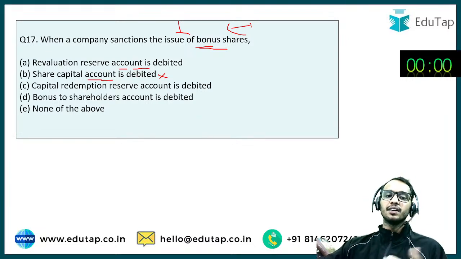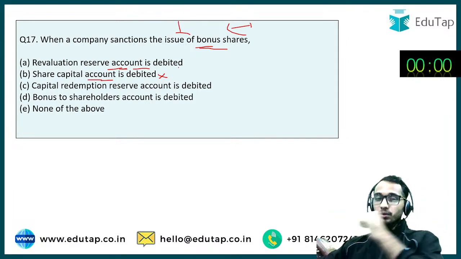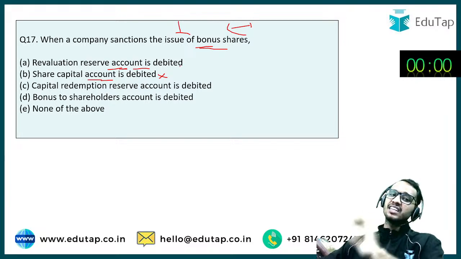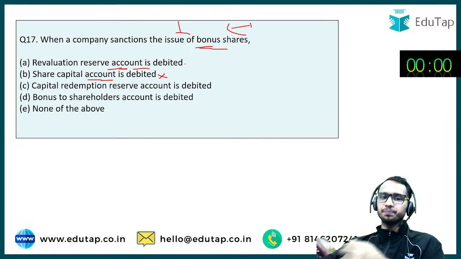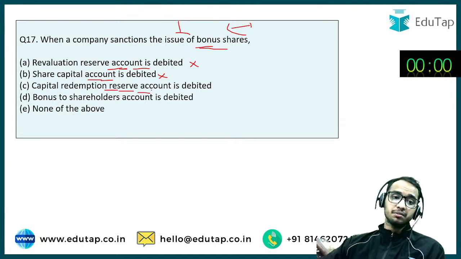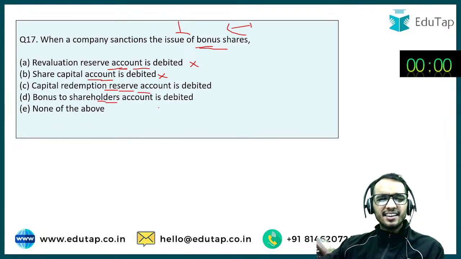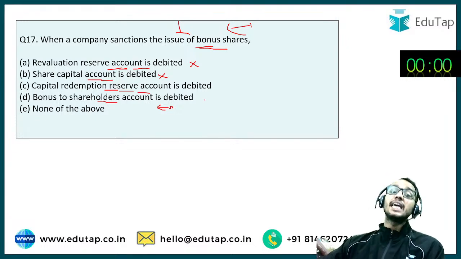So it is eliminated. Revaluation reserve, we don't use while sanctioning the bonus shares. Capital redemption reserve account, you know it better. Bonus to shareholders account is debited. No, it will be credited.